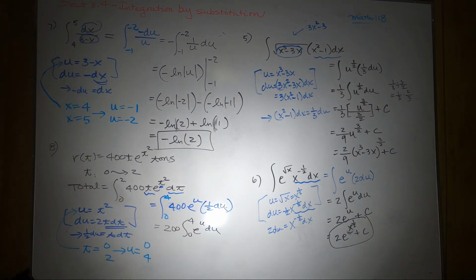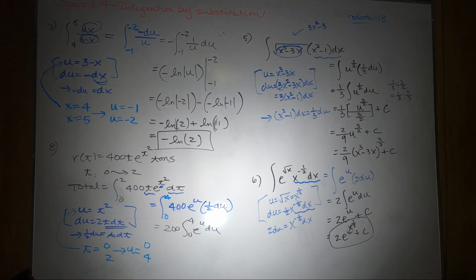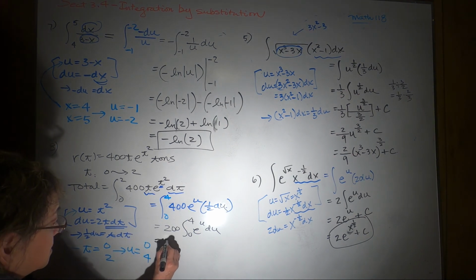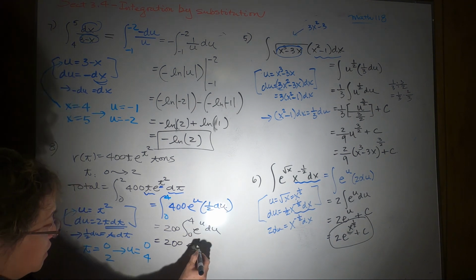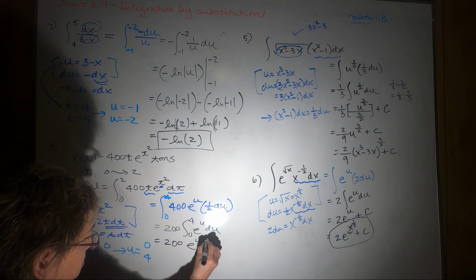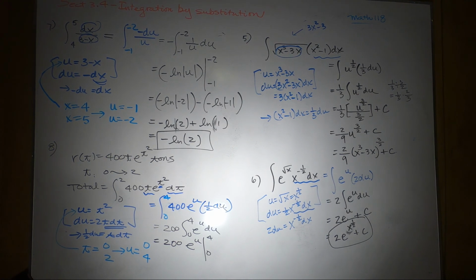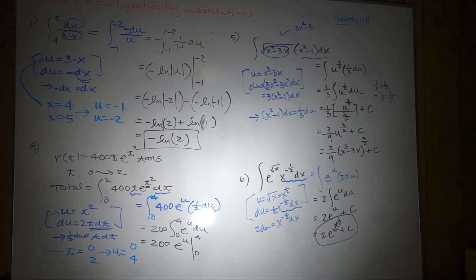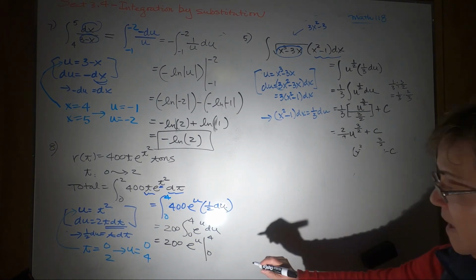So we have a simple exponential function integration. Right? Then we will plug in 200, the integration of e^u is e^u from 0 to 4. Right? Then you put it back in with the u values. Then what do we have?